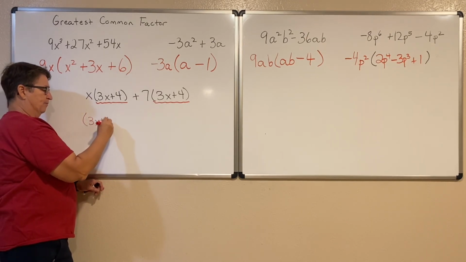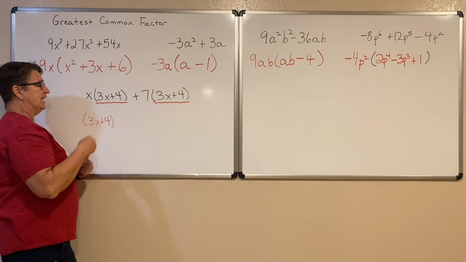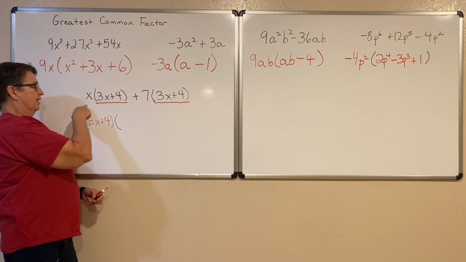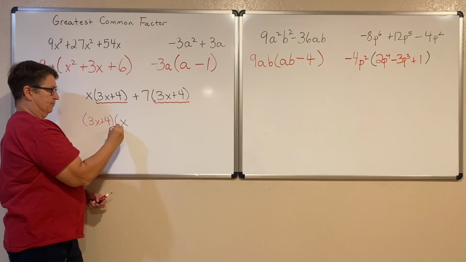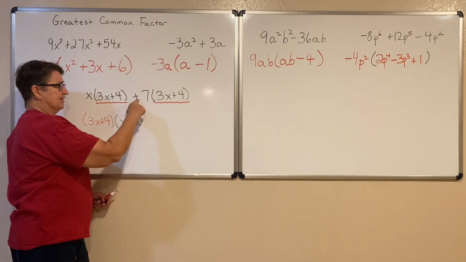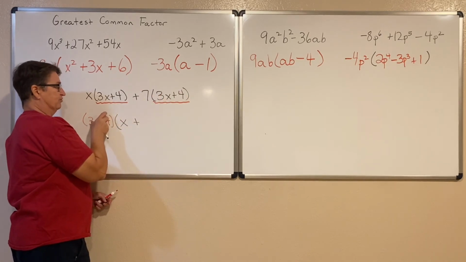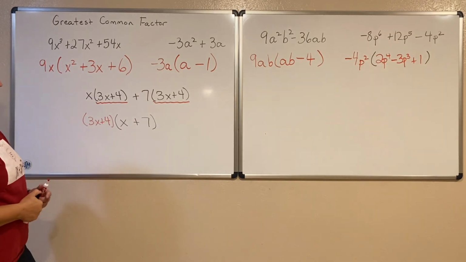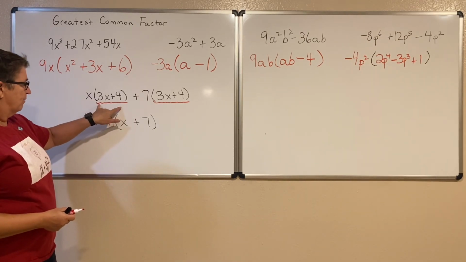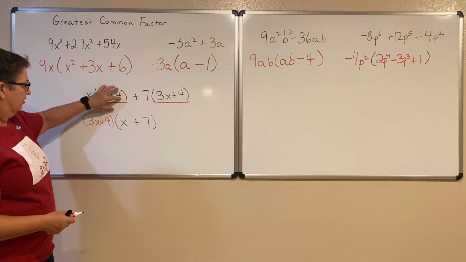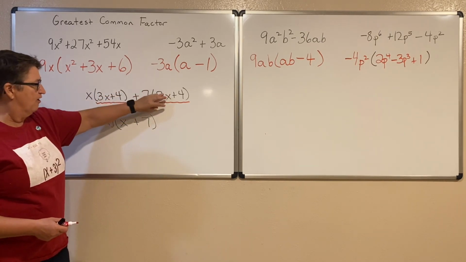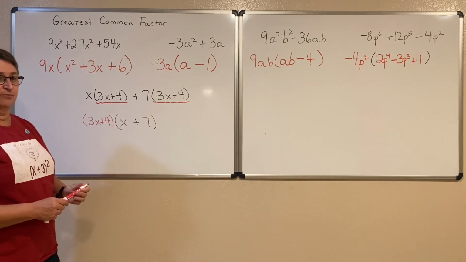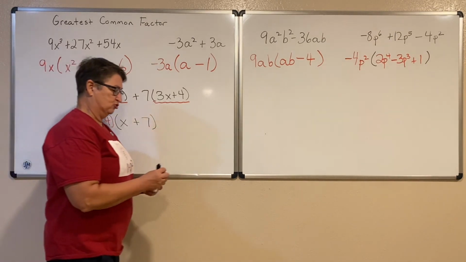3x plus 4. And then that leaves me with, well, if I divide this by 3x plus 4, it just leaves me with x. And if I divide this one by 3x plus 4, it leaves me the 7. So in this case, my greatest common factor was 3x plus 4. I can take that out of both of them, and it leaves me with x plus 7. Let's try one more.